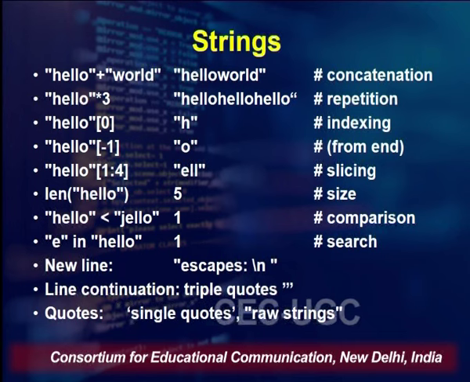Then we already know that the new line character can be \n, and for line continuation you can use the triple quotes. Then you can also have the single quotes and the double quotes also. So, these are some of the important functions and operations that we will be performing on the string data type in our programs, right.